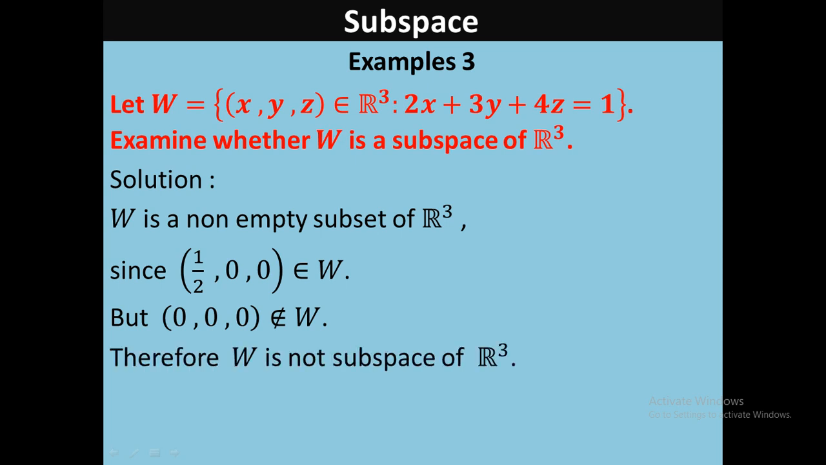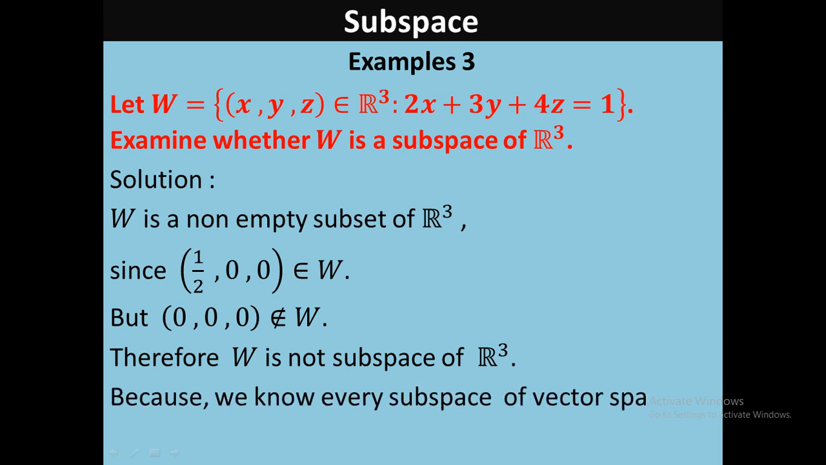Why? Because we know that every subspace of a vector space contains the null vector of V. Since R3 is a vector space, it obviously contains 0 0 0, that is the null vector theta, but here W does not contain 0 0 0. Since if W is a subspace, then it is also a vector space, it has to contain the element 0 0 0. But here 0 0 0 is not in W. So W is not a subspace, because every subspace of a vector space must contain the null vector of V.